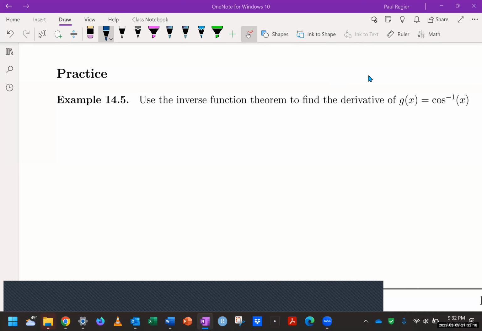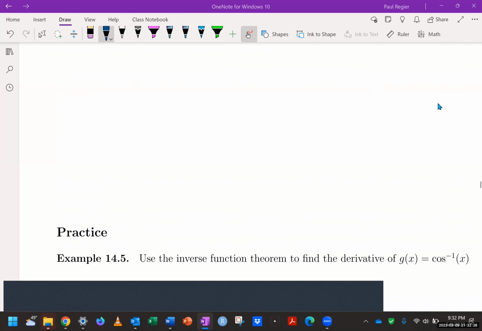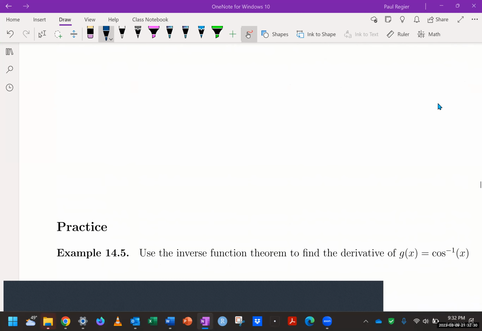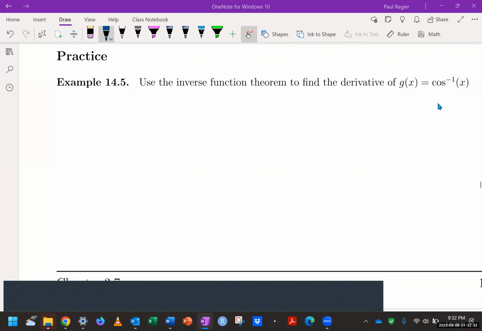All right, so here is our class for this Friday. We're going to go over the process for finding inverse function derivatives. So we did this with sine inverse, similar process, but in case you got stuck, here's a walkthrough on finding the derivative of inverse cosine.